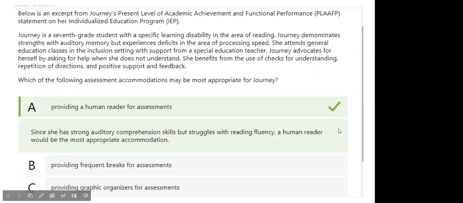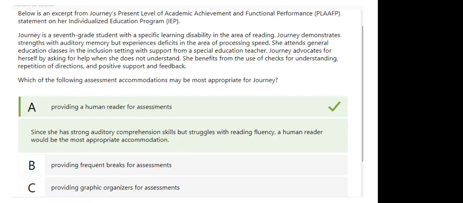The correct answer would be providing a human reader for assessments. Because she has this SLD in the area of reading, it's going to be good for her to have someone read the test aloud. You may have heard of read aloud. And that's what this is referring to, providing a human reader for Journey's assessments. Since she has a strong auditory comprehension skill, that means that she will be listening keenly to someone actually reading the test for her. So this would be the most appropriate accommodation for her.